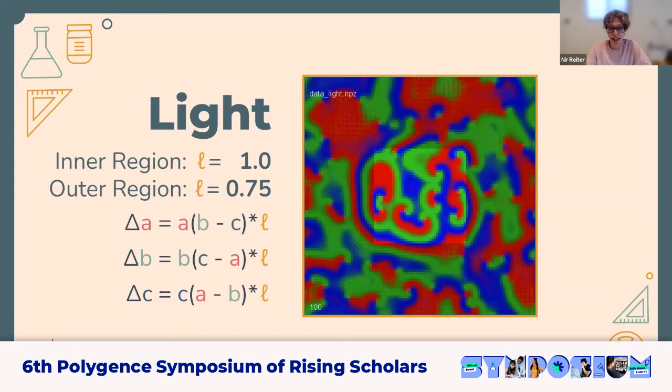Next, I added light, using a mask-like shape just as a test. Light is a coefficient, that's the L, which multiplies the rate of the reaction. The inner region has a coefficient of 1.0, while the outer region has a slower rate of 0.75. The outer region does not form spirals as quickly, which confirms that the light coefficient is working.